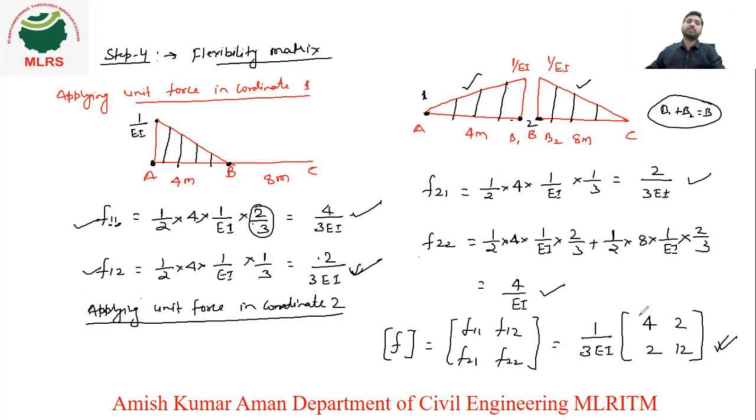Now we'll go for step number 5. See, it is very simple. Initially, we need to find the static indeterminacy. Then we will go for the calculation of reactions by using conjugate beam. After calculation of reactions, we will find the flexibility matrix elements, right? And we will make the flexibility matrix. Simple.